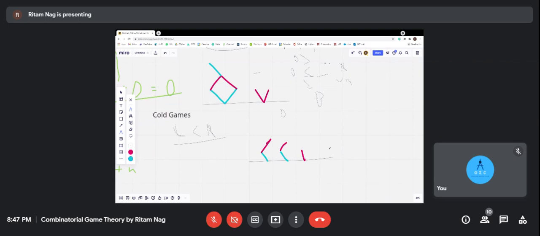Now tell me what this position is equal to. There are two red edges. I should actually have made it this way, but whatever. Any guesses as to what this position is equal to?